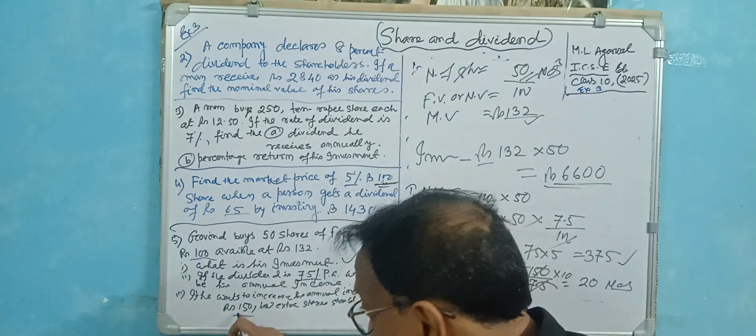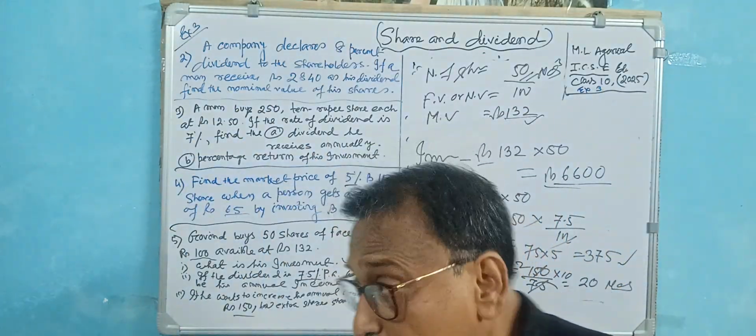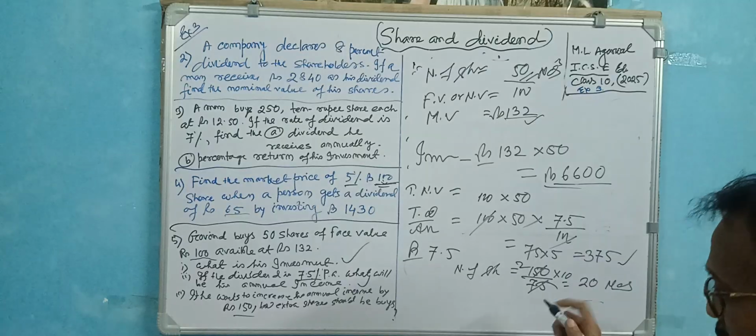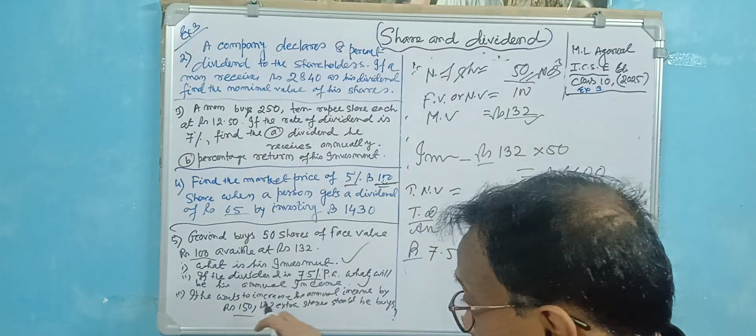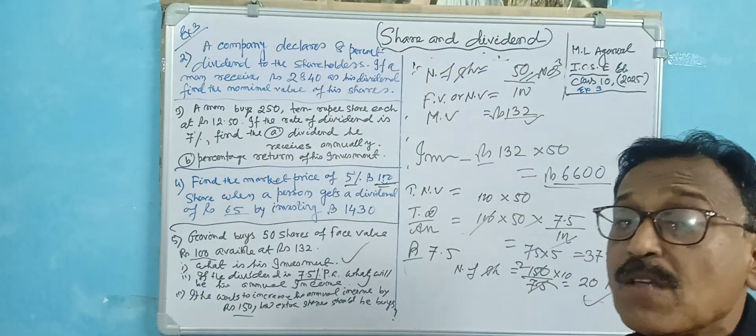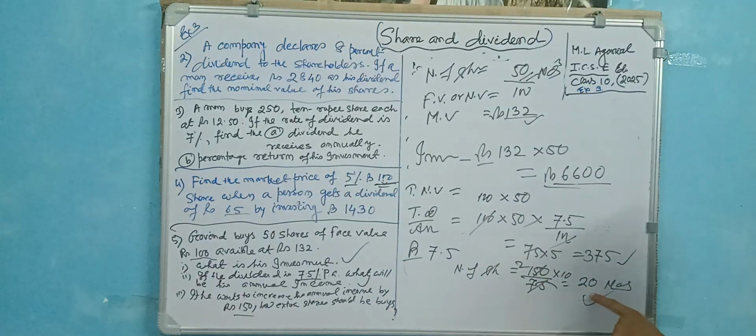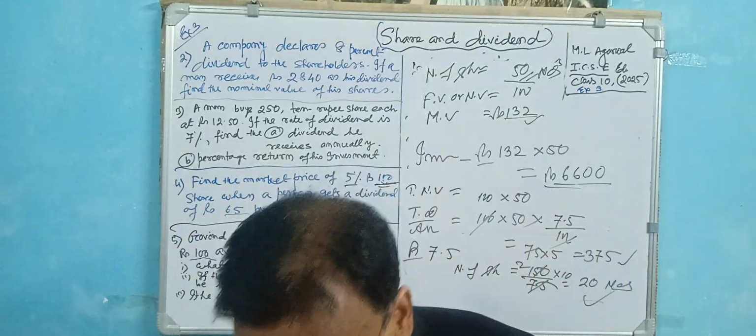Here the increase is 150. So what is the number of shares you bought? 150 divided by 7.5, this is 20. So this is 20 shares. So if he wants to increase the annual income by rupees 150, how many extra shares will be bought or purchased? 20 numbers of shares. Okay?